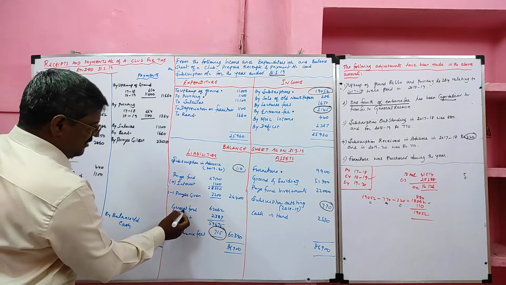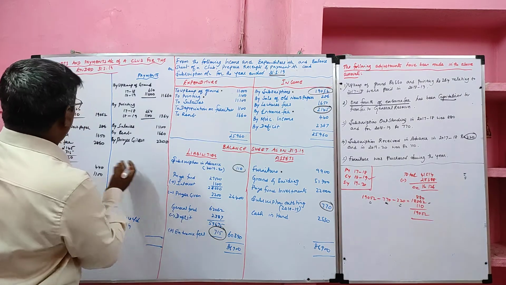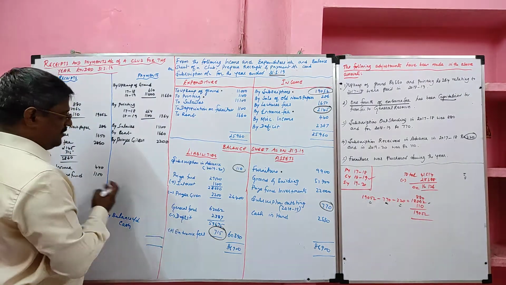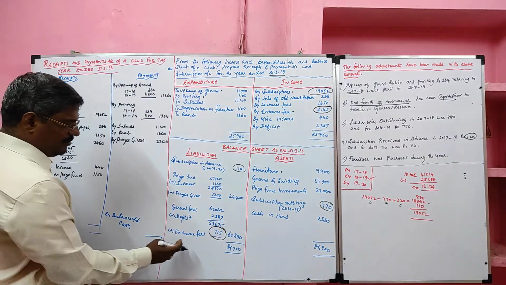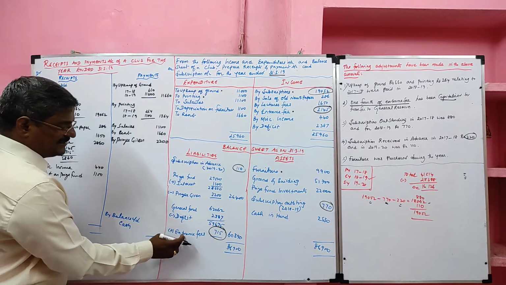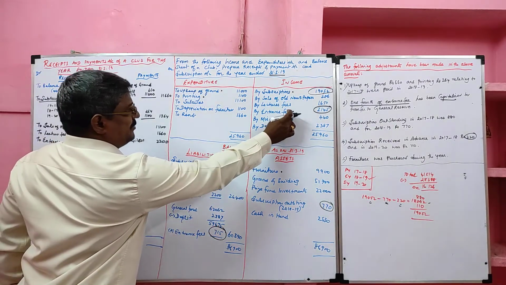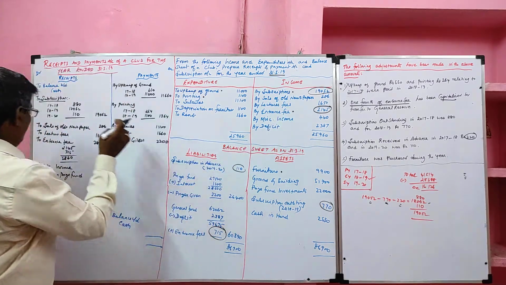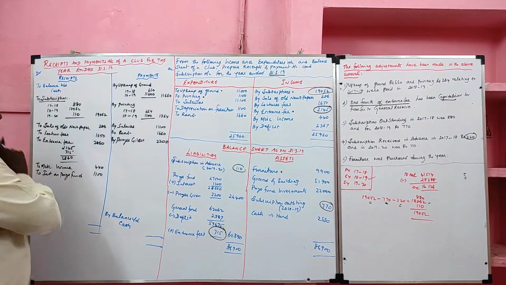Next, general fund. The opening balance of general fund will not come to receipts and payment account. Deficit will not come to receipts and payment account. Entrance fee we already considered. This is the capitalized value. This is revenue. Both added together will be recorded in the receipt side.